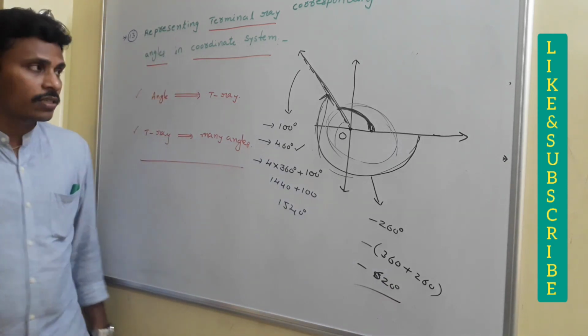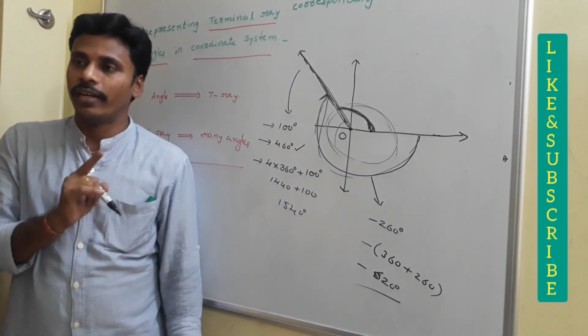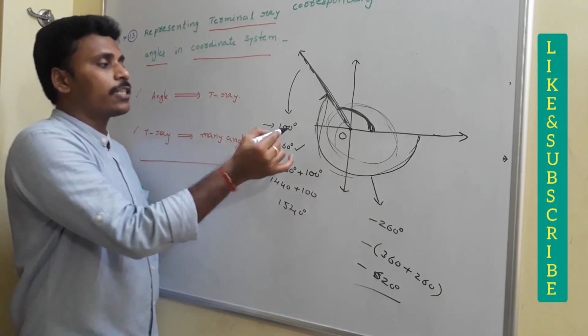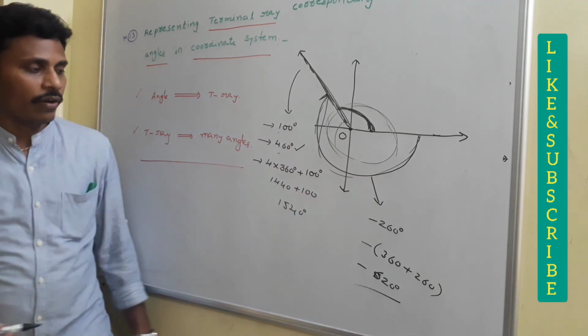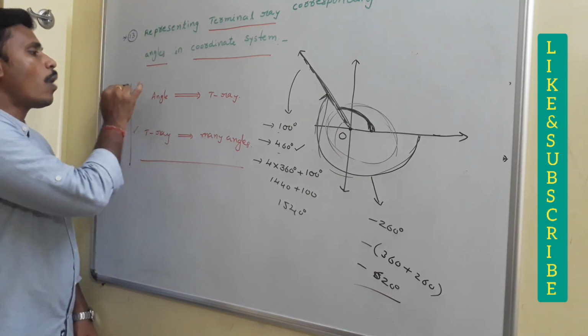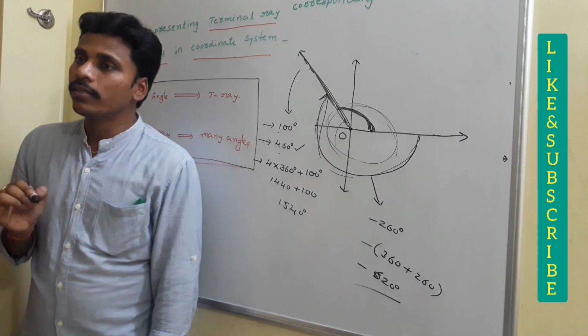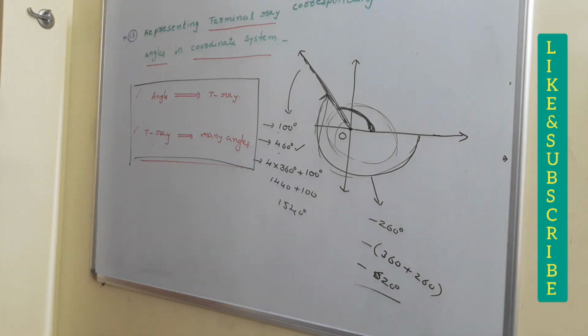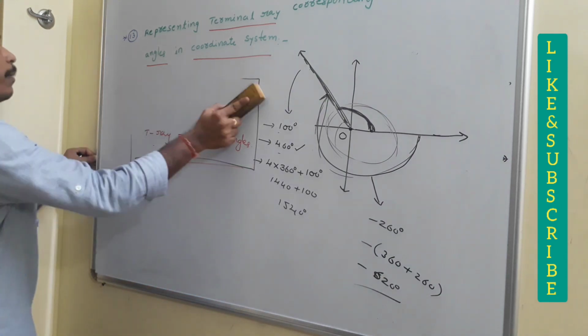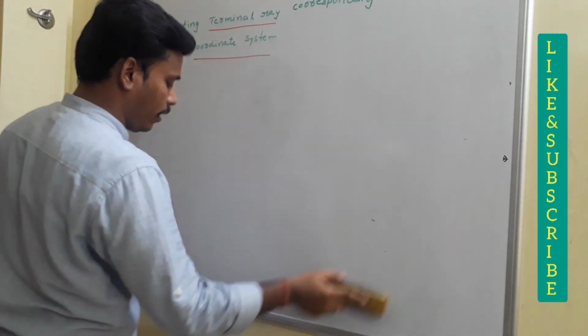Is it clear? Look, the ray is one, but depending on the rotations, depending on the one who thinks about that terminal ray, there are many angles. The angles may be 100, 360 plus 100, 4 360s plus 100, and minus 620, like that. At the end, what I conclude is, one angle will give us one terminal ray in the coordinate system, whereas one terminal ray will give us many angles in the coordinate system. Have a look and take a screenshot. And this is all about your 13th point. One angle gives us one terminal ray, whereas one terminal ray will represent many angles depending on the number of rotations, right?